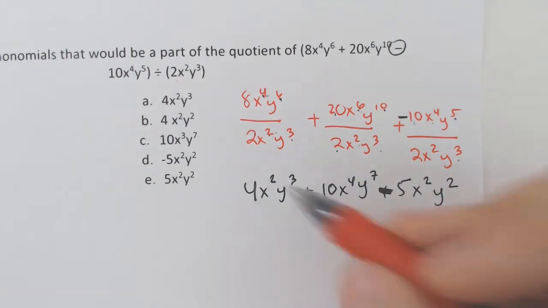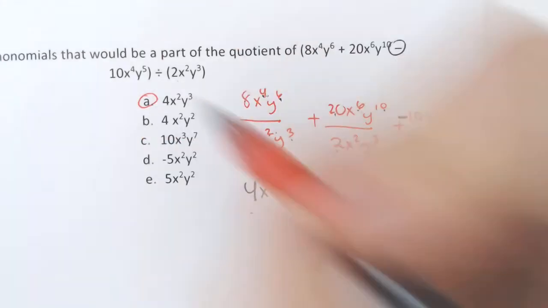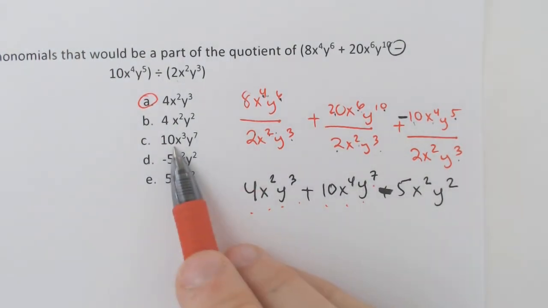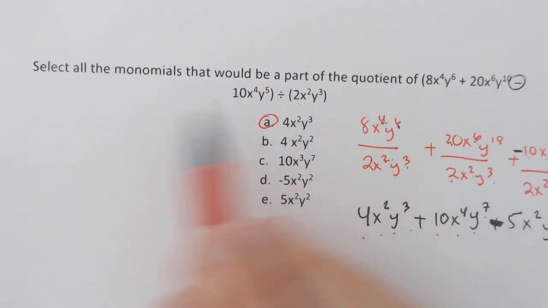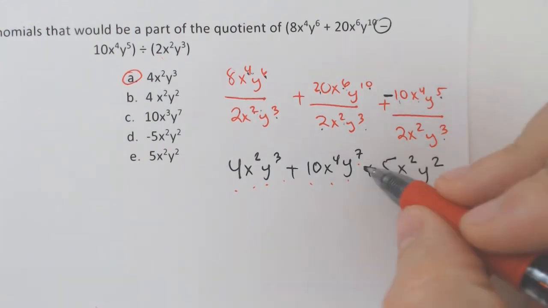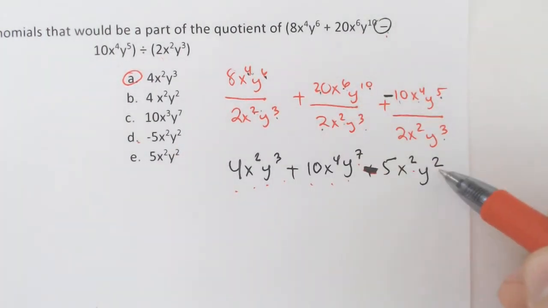All right, so let's see which one of these answer choices are actually here. 4x squared y to the third, A. 10x to the fourth y to the seventh. Oh, nope, they didn't include it, and that's okay. You're selecting all that would be there, but it doesn't necessarily have to include all of them. Negative 5, I almost missed that negative. Negative 5, x squared, y squared, D.